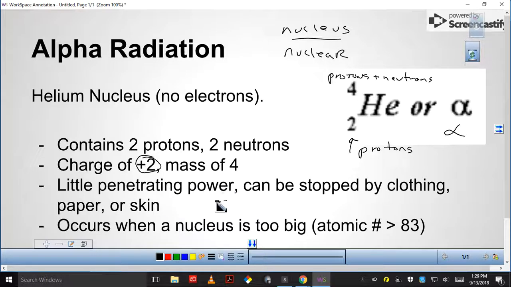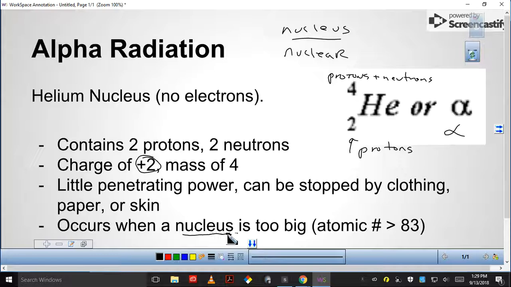They're big particles, therefore they cannot penetrate well. Your clothing will stop them, paper, skin. So it's really very hard to get poisoned or have nuclear damage to your body from alpha radiation because it just can't get in.